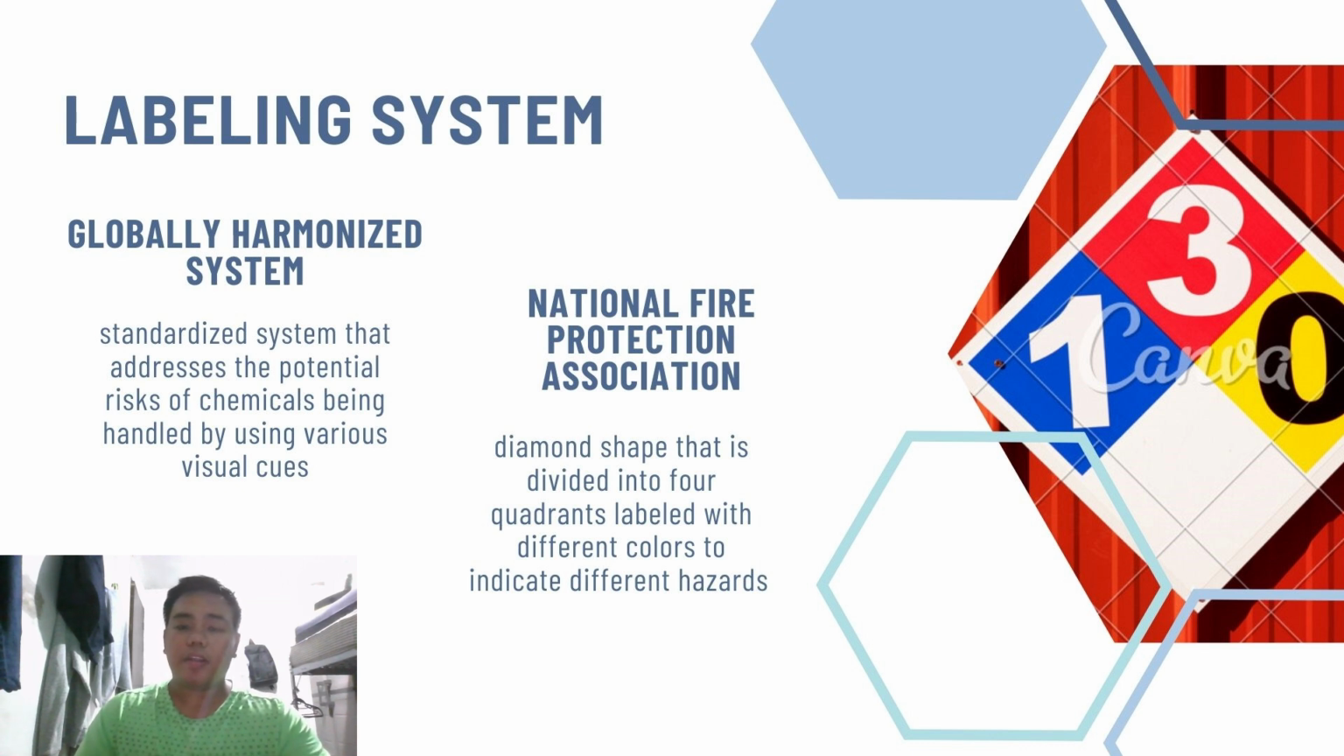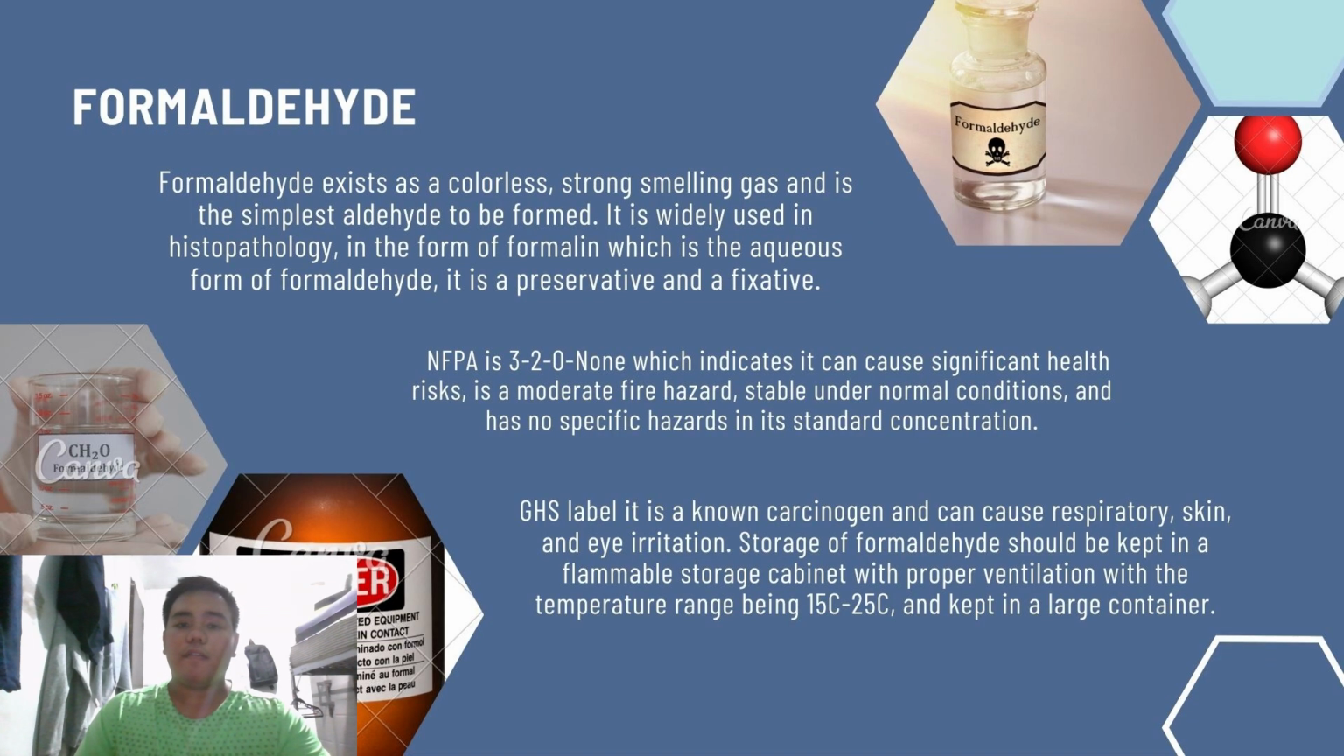And here are the different chemical hazards. Formaldehyde. Formaldehyde exists as a colorless, strong-smelling gas and is the simplest aldehyde to be formed. It is widely used in histopathology in the form of formalin, which is the aqueous form of formaldehyde. It is a preservative and a fixative. Its mechanism in the histopathology lab is preserving the morphology and integrity of tissue samples, allowing for clear microscope examination as well as good staining.